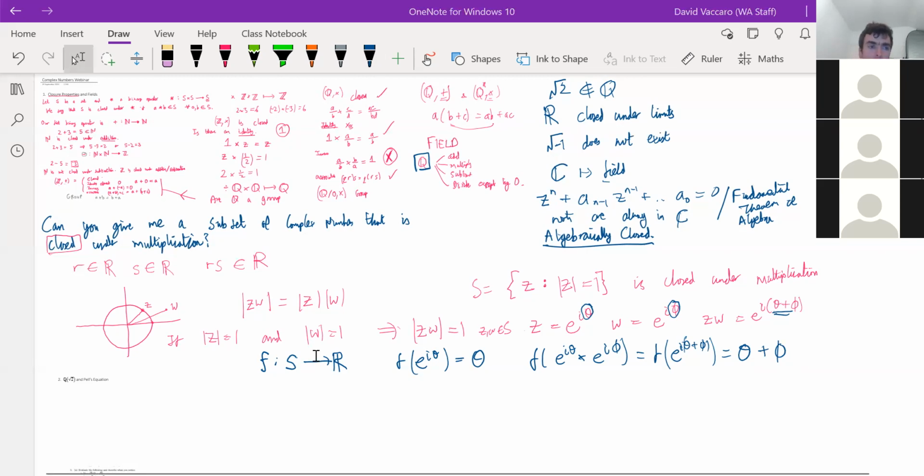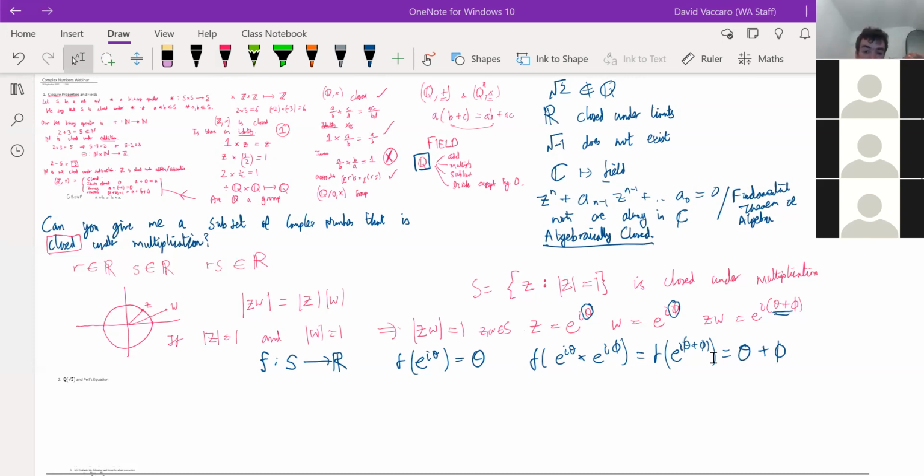Is there only one choice of an argument for a complex number? No, because we always choose the argument of a complex number to lie between negative pi and pi. But then when we add arguments, we sometimes fall out of that range. So you don't actually strictly add arguments.